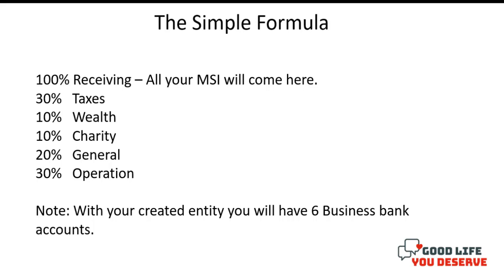So 100% goes into receiving. That's where all your MSIs, your multiple income streams, will come into this particular account. And you would divide it accordingly: 30% for taxes, 10% for wealth, 10% for charity, 20% for general, and 30% for operations. By doing it this way, you eliminate a lot of frustration. You eliminate a lot of stress by setting it up this way, because you know that all your money coming in has been allocated and accounted for.